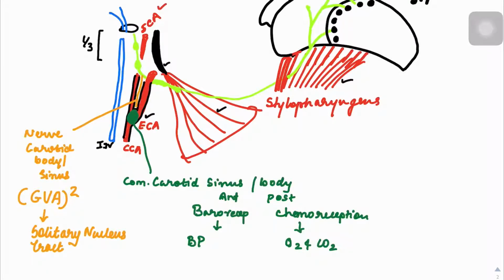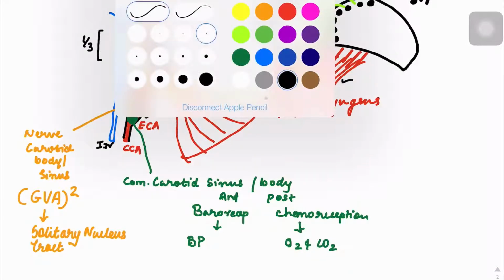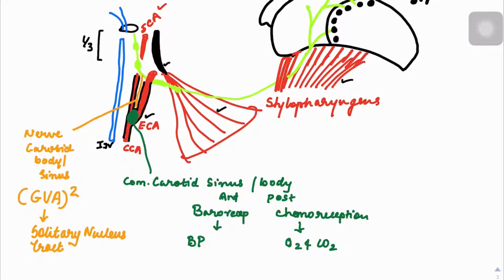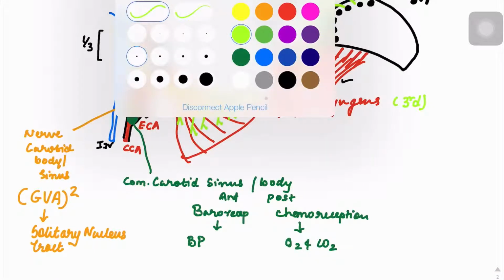After this, the glossopharyngeal nerve gives a branch to the stylopharyngeus. Now I am telling you, stylopharyngeus is not a simple muscle. It's a muscle which is derived from branchial arches. So this belongs to the third branchial arch. So anything which is derived from the branchial arch becomes special.